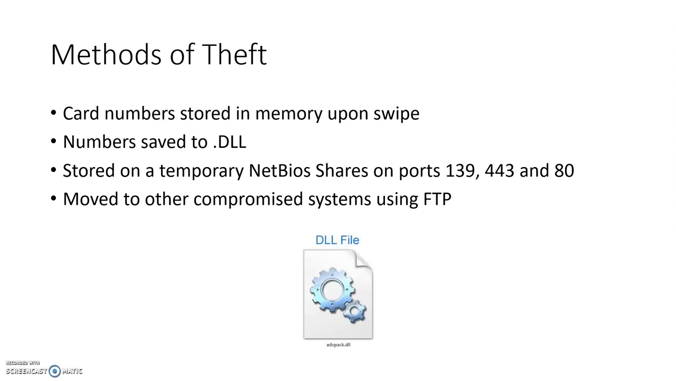Methods of theft. The attackers were able to save the credit card numbers when they were swiped to a DLL file. Those DLL files were saved into NetBIOS shares on ports 139, 443, and 80. Those files were then able to be moved via FTP to other systems for exfiltration.